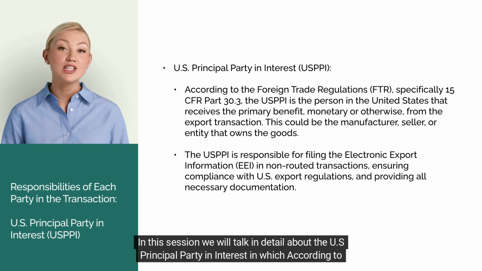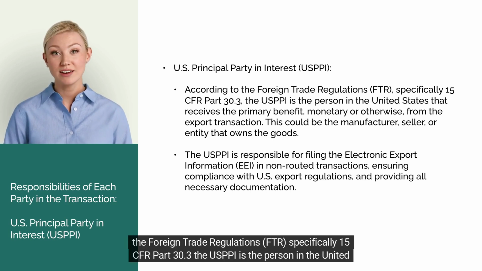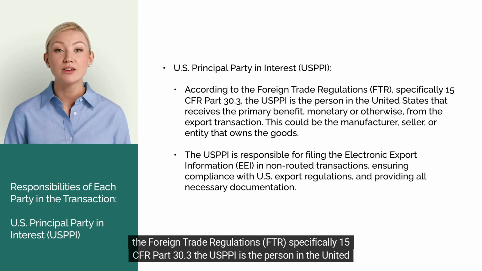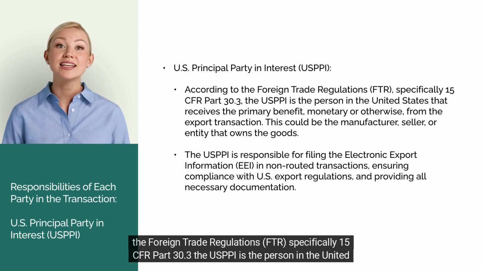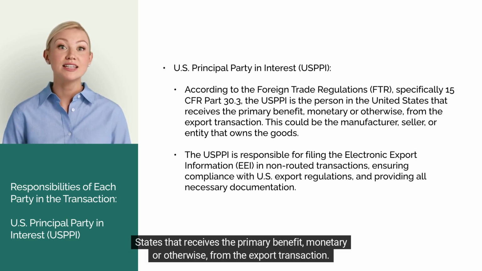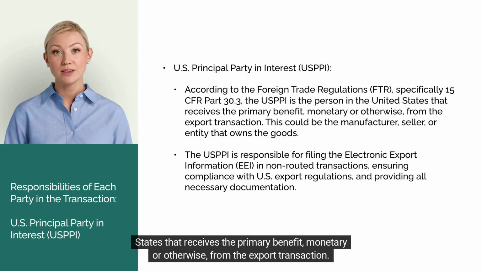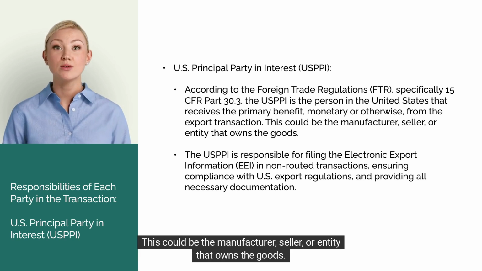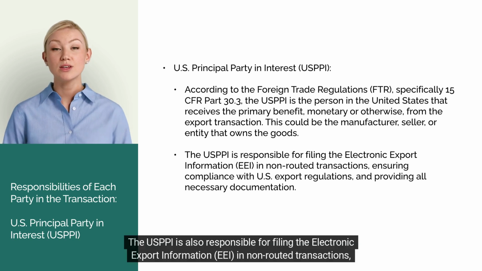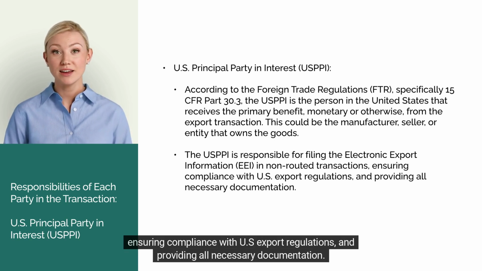In this session, we will talk in detail about the U.S. principal party in interest in which, according to the Foreign Trade Regulations, FTR, specifically 15 CFR Part 30.3, the USPPI is the person in the United States that receives the primary benefit, monetary or otherwise, from the export transaction. This could be the manufacturer, seller, or entity that owns the goods. The USPPI is also responsible for filing the Electronic Export Information, or EEI, in non-routed transactions, ensuring compliance with U.S. export regulations, and providing all necessary documentation.